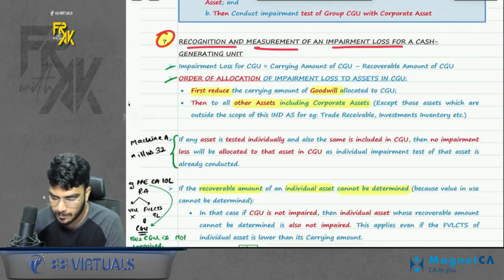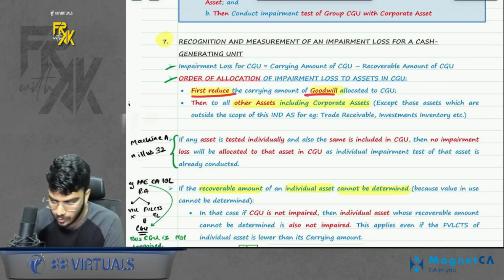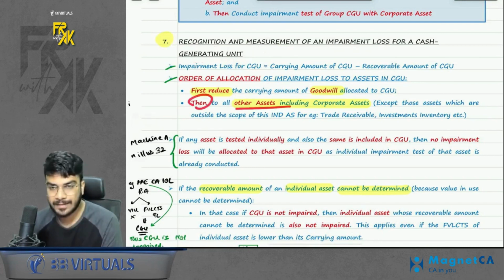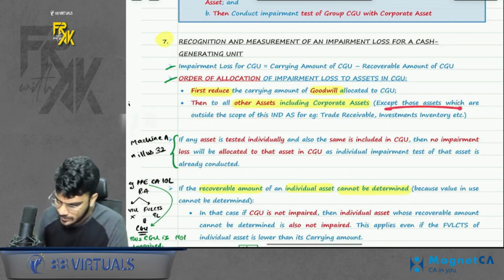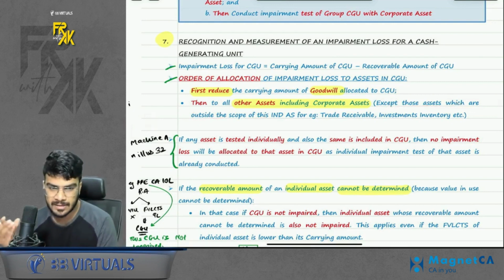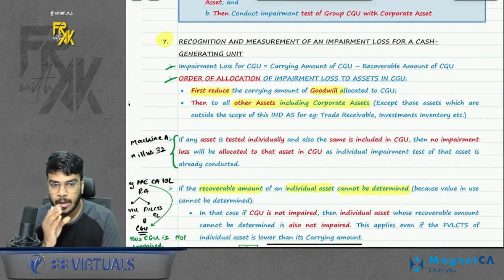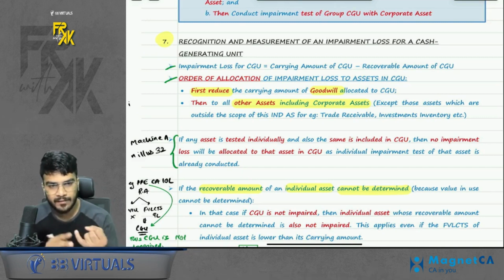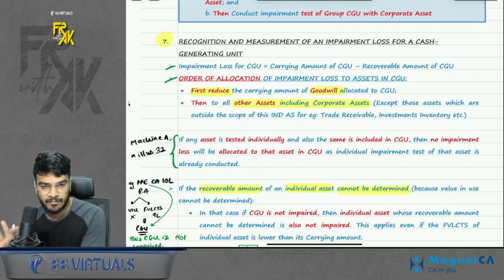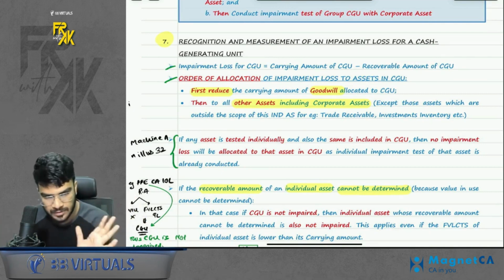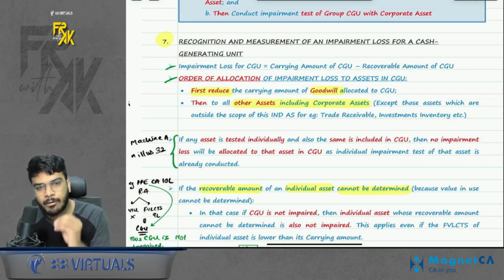Now the 7th point is here. Recognition and measurement of an impairment loss for CGU. If you get any impairment loss in CGU, first allocate to goodwill. Then you will allocate to all other assets, including corporate asset. But except those assets which are outside the scope. What is the meaning of this, sir? Sometimes your CGU might have certain assets which are forming part of CGU, but not under the scope of 36. Example, under the scope of 36, only we have PPE, intangible, investment property. So if there are any other assets apart from this in the CGU, they can form part of CGU, but no impairment loss will be allocated to them.